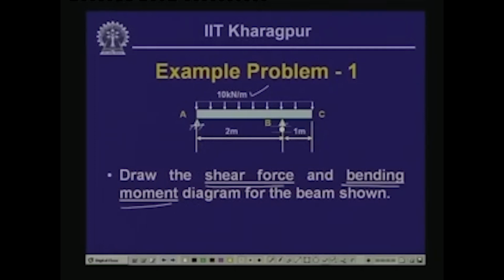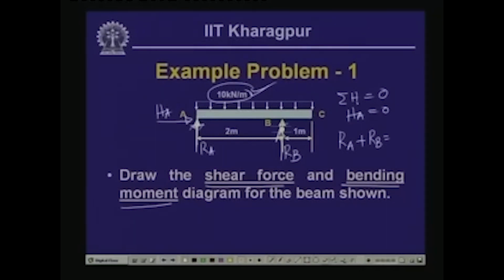Now, here we will have a vertical reaction Ra and a horizontal reaction Ha, and here we will have the vertical reaction Rb. Since we do not have any horizontal load, summation of horizontal forces equals 0 gives us that the reactive force Ha is equal to 0. Now, summation of vertical forces is 0, that means Ra plus Rb is equal to the total force, which is 10 kilonewton per meter over a length of 3 meters. So, this is 30 kilonewton.